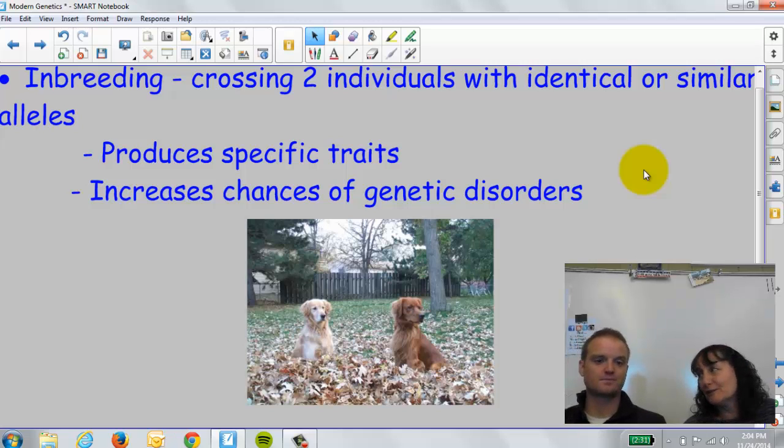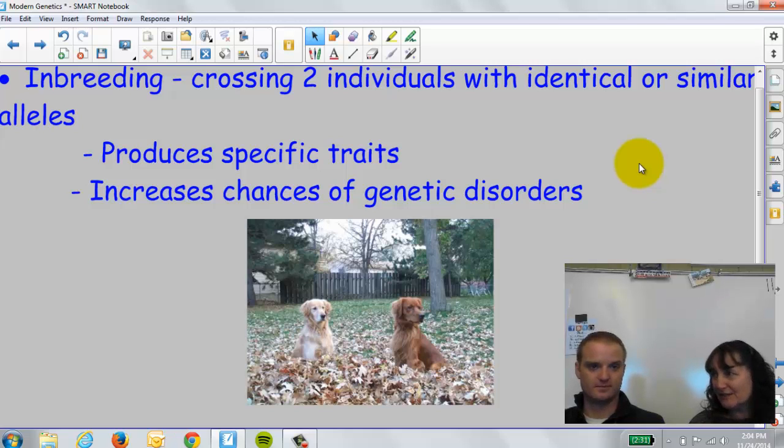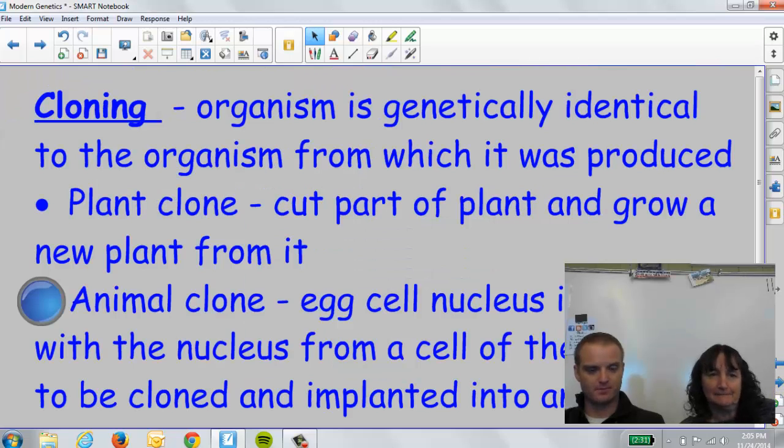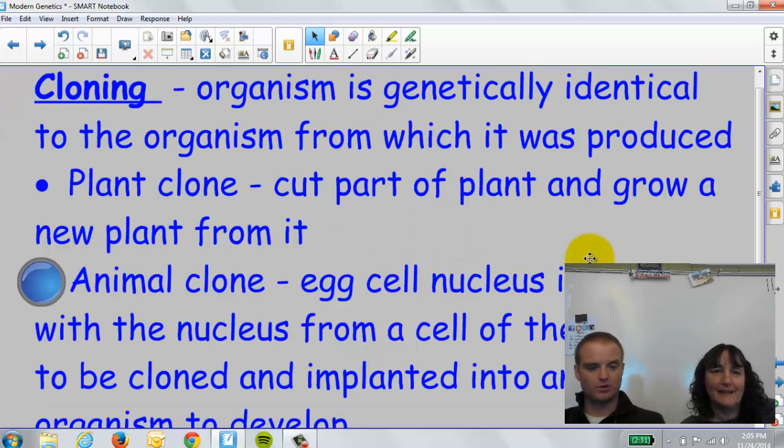But that also increases your chance of genetic disorders because you don't have as many different genes coming into that population. You could say the gene pool is more shallow, because we're skimming out some other genes, so we're narrowing down those traits to smaller and smaller. Yeah, because the big dogs usually have problems with hip dysplasia. Certain breeds have heart problems, or a lot of genetic problems. Purebred dogs.